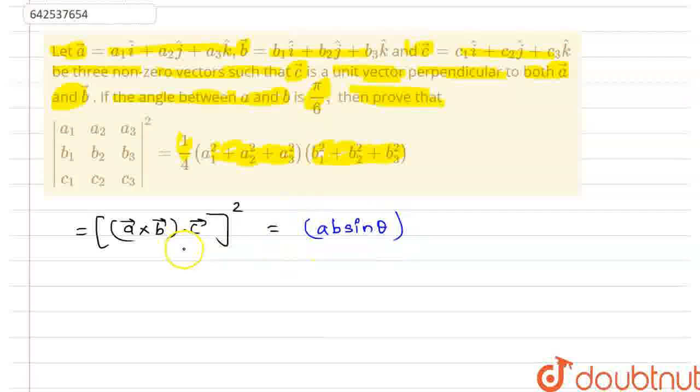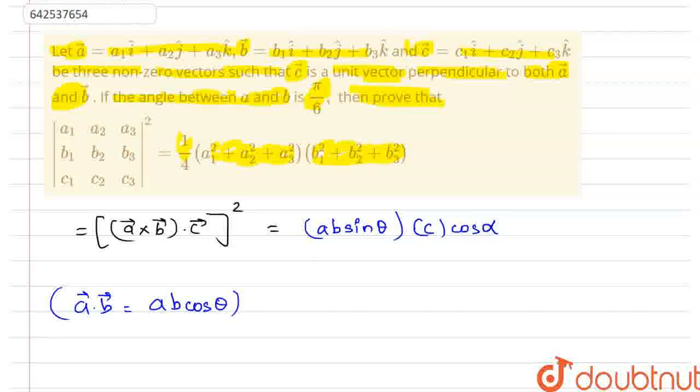Again, we have a dot product here, and we know that A vector dot B vector can be written as AB cos theta, where theta is the angle between A vector and B vector, and A and B are the magnitudes of A vector and B vector respectively. So similarly, we can write this as into C, that is the magnitude of C vector, cos of alpha, where alpha is the angle between A vector cross B vector and C vector.